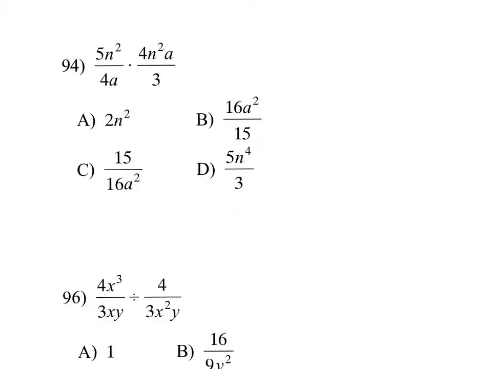Similarly, looking at 94, I'm going to do some cross-canceling before I really begin this. The 4's cancel out. 5 over 3 doesn't have anything to cancel with. I've already got my answer because that's the only one that has 5 over 3, but just continuing, n squared times n squared is going to be n to the 4th on top. And I've got a over a. Those cancel out as well. So 5 over 3, n to the 4th, that definitely is D.